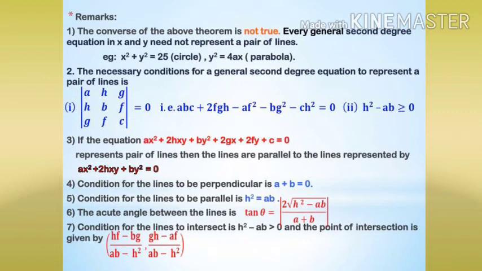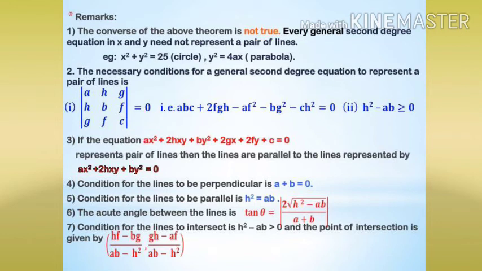Now the third remark tells us that if this general second degree equation represents a pair of lines, then these two lines are parallel to the lines represented by the homogeneous second degree equation ax square plus 2hxy plus by square is equal to 0. Now the fourth remark: the condition for perpendicular lines is the same as the previous one, a plus b is equal to 0. The condition for parallel or coincident lines is the same, h square is equal to ab.